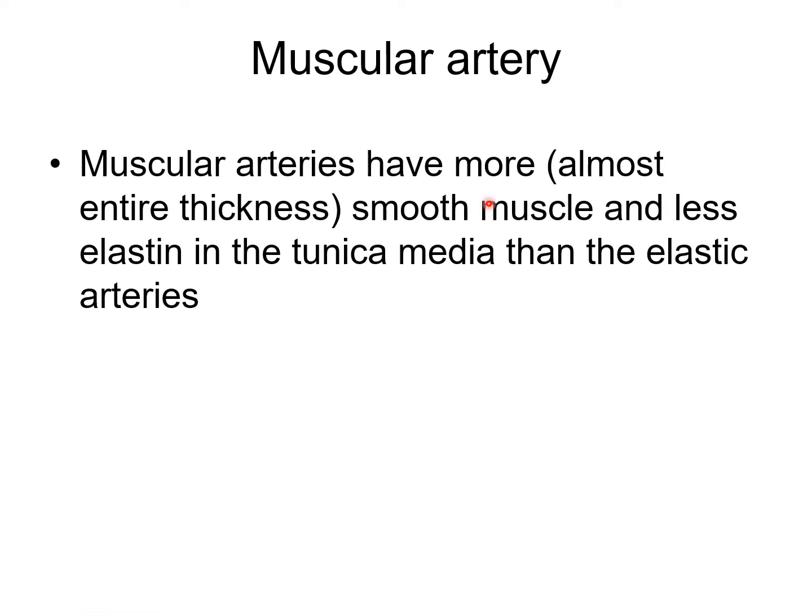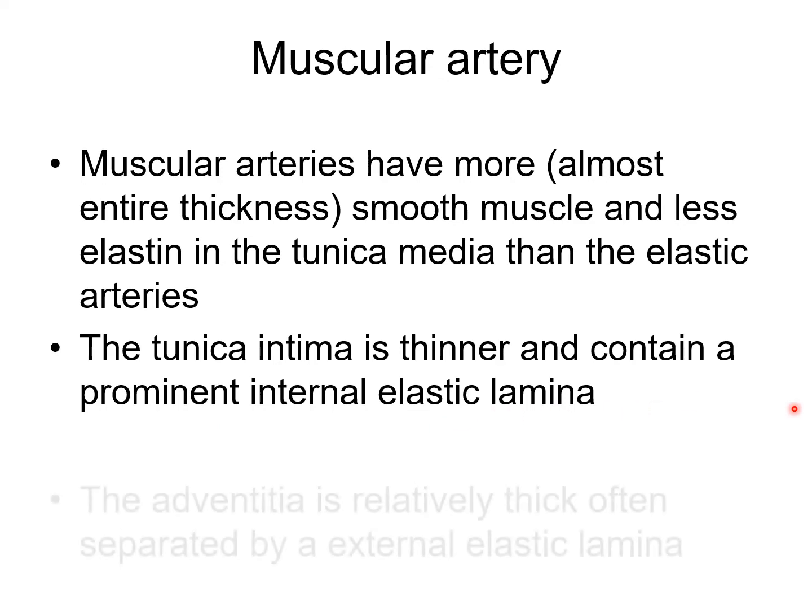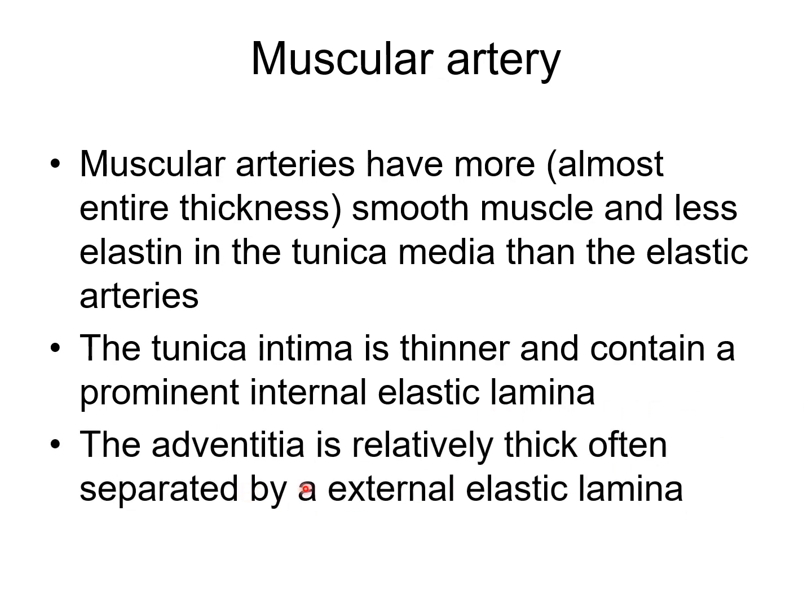Muscular arteries have almost the entire thickness of smooth muscle and less elastin in the tunica media than the elastic arteries. The tunica intima is thinner and contains a prominent internal elastic lamina. The tunica adventitia is relatively thick, often separated by the external elastic lamina.